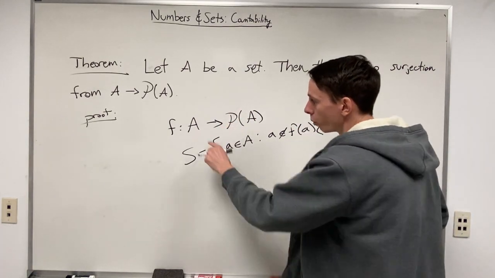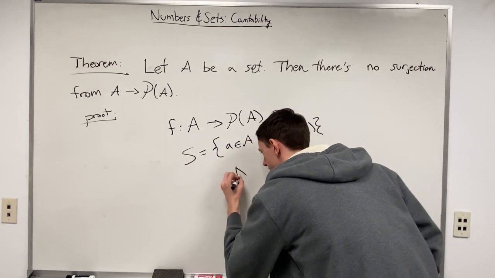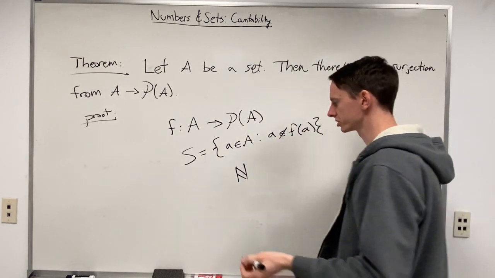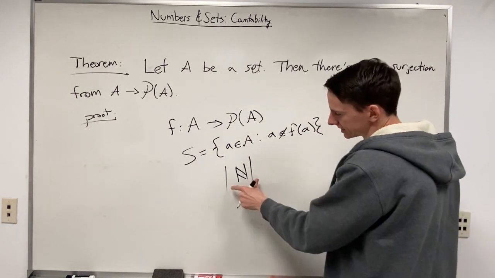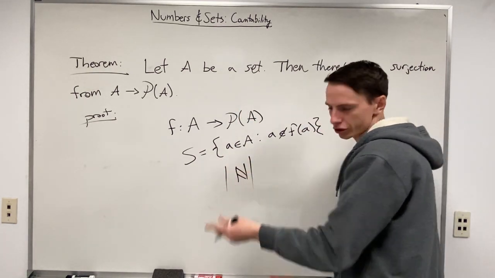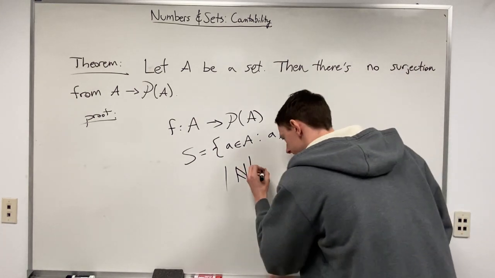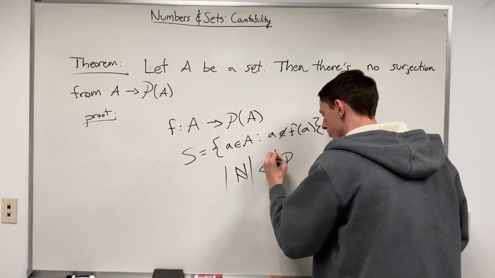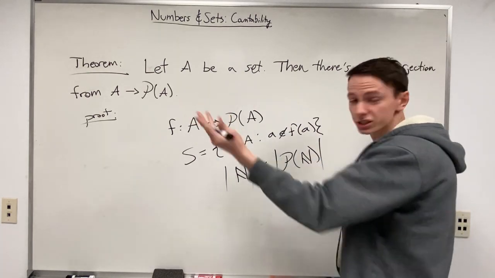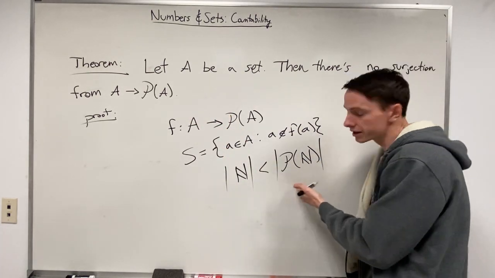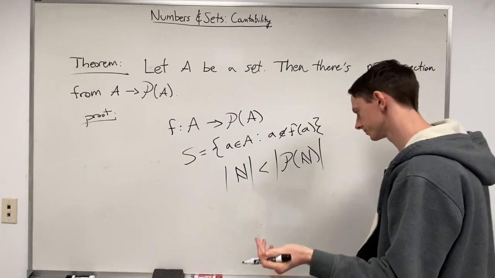Let's specify what this set could possibly be. Let's say that we have the natural numbers, and I might be butchering notation slightly, but you're going to get the point. We're going to look at the cardinality of the natural numbers, and we know that it is countably infinite. This has to be strictly less than the power set of the natural numbers, essentially by this theorem. And this is uncountably infinite. This is the same as the cardinality of the real numbers.